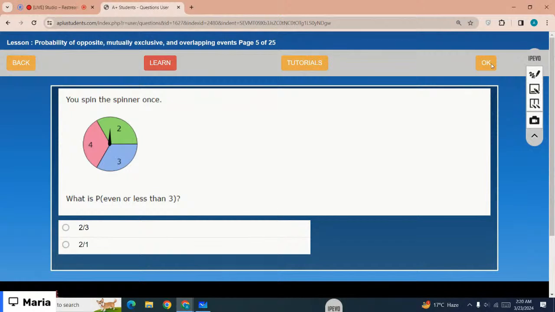The correct option is 2 over 3. That is option 2, right?